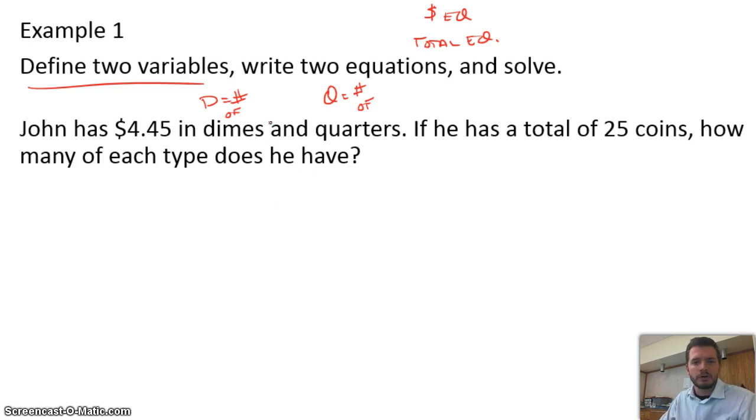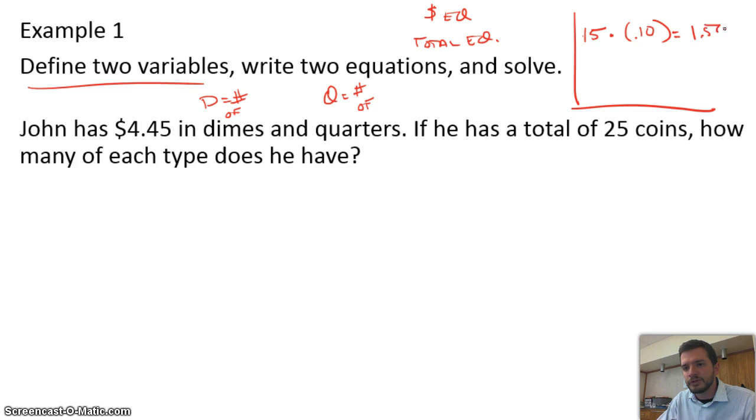Let's start with the money equation. A dime is worth 10 cents. This has nothing to do with the problem, but if I had, let's say, 15 dimes, in order to figure out how much money I had, I'd have to multiply that by what a dime is worth, which is 10 cents. You would find out that you had $1.50.